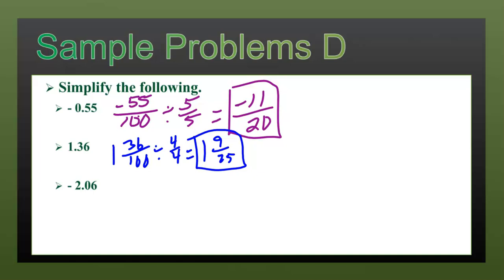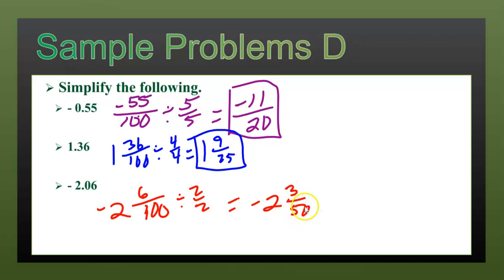And our very last one, we have a negative 2, and then it's 6 over 100. Divide the top and bottom by 2. So this is going to give us a negative 2. And then that's going to give us 3, not 6, it gives us 3. And 100 divided by 2 is 50. So negative 2 and 3/50. So that is our lesson on greatest common factor.